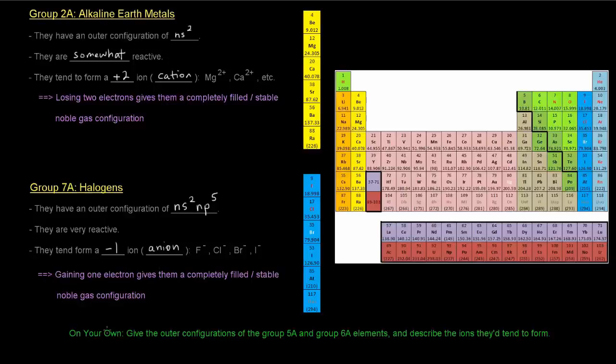Now on your own, I would encourage you to give the outer configurations of the group 5A and group 6A elements. Try that on your own and describe the ions you'd imagine them to form. That might be a good exercise to do on your own. But I hope you see that these things have similar chemical reactivity because, in terms of their electron configurations, they're very similar. Hope that video was helpful.